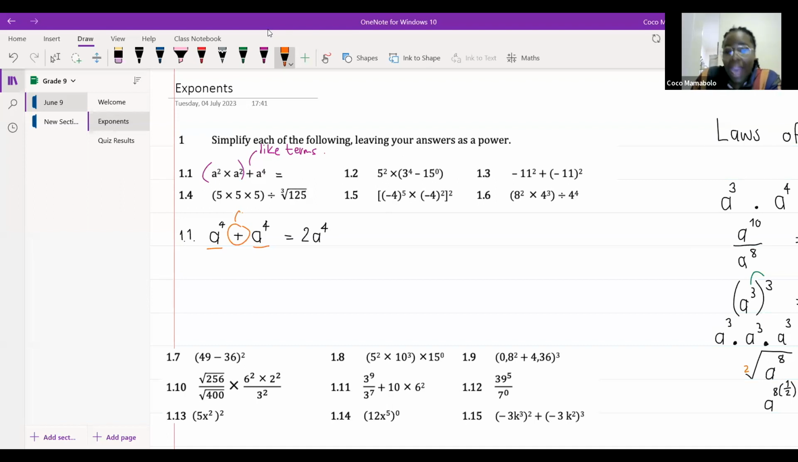Okay, so I've got an a to the power of 4, and I add another a to the power of 4. How many a to the power of 4s do I have? I have 2 of them. Okay, so that's what we're looking for when we talk about exponents. So I've got 2a to the power of 4.